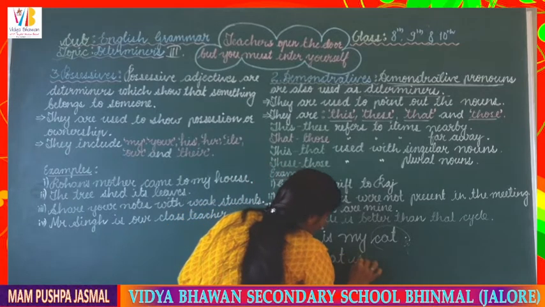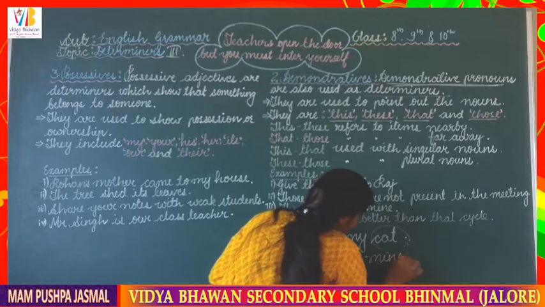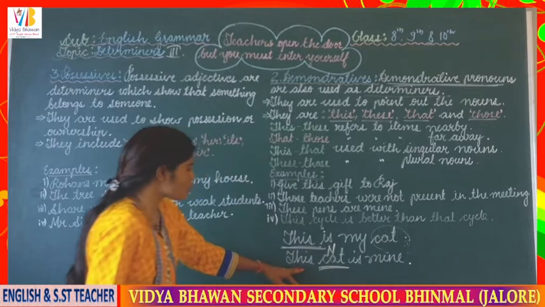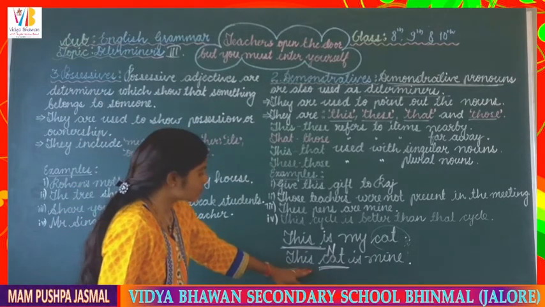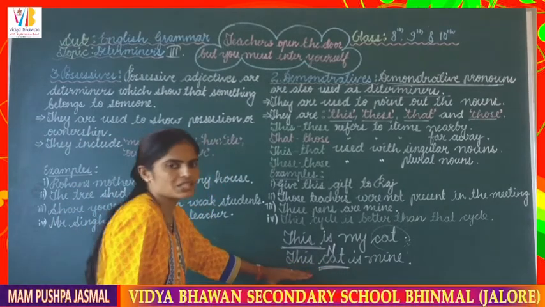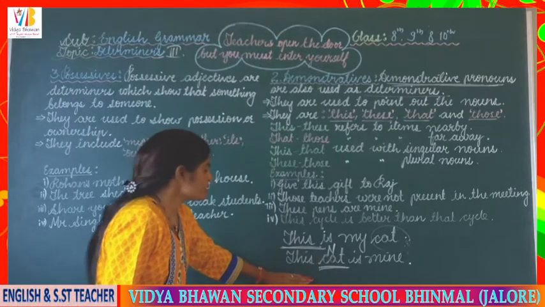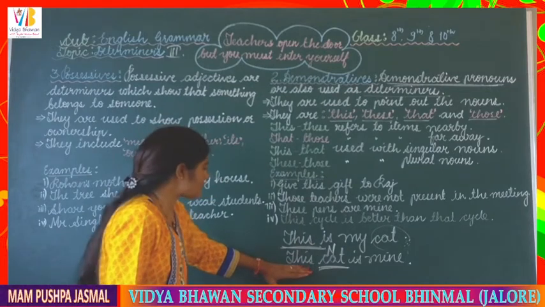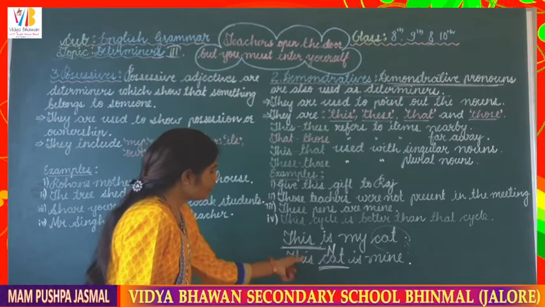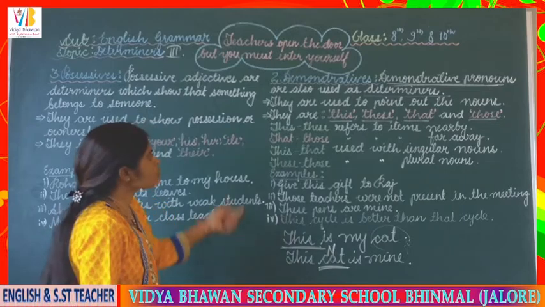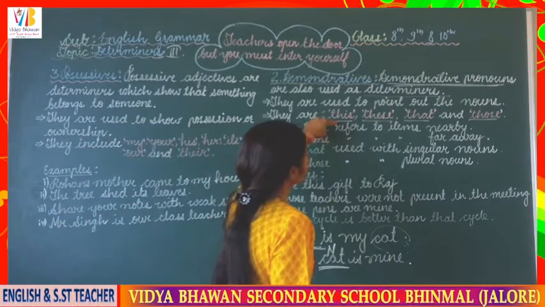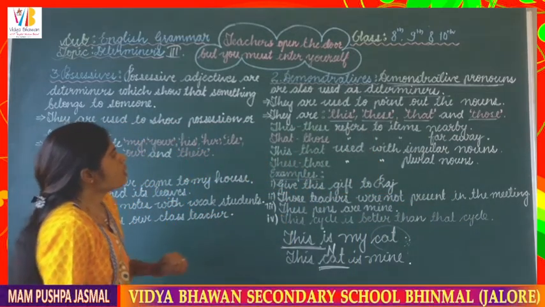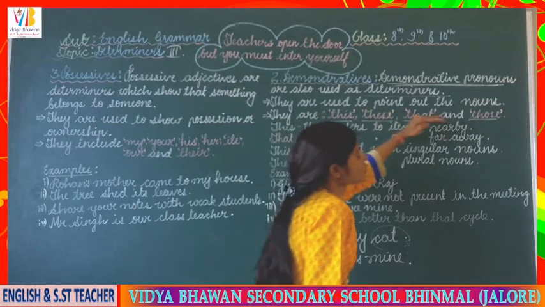This cat is mine. Here you can see the use of the noun, where the demonstrative is placed just before the noun. In such cases, instead of calling this a demonstrative pronoun, we will identify it as a determiner. Okay students, the concept is clear, I think. So this, these, that and those are the four demonstrative determiners, and they are used to point out the noun.